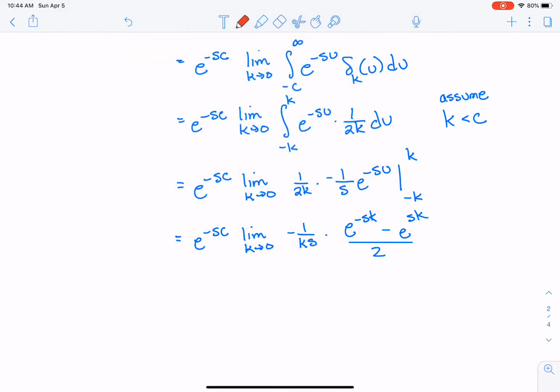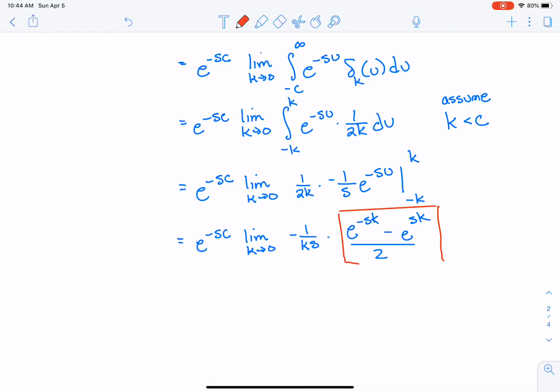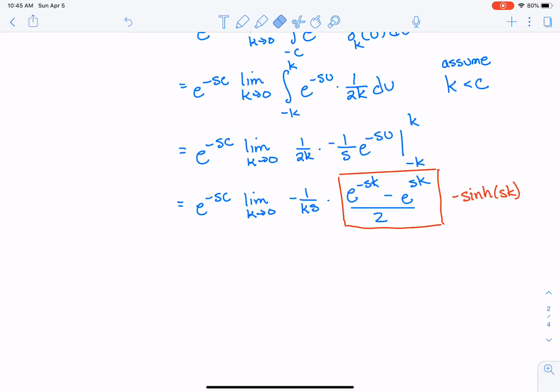And hopefully what you notice is that what's inside this red box is going to be minus sinh of sk. You remember our definition of sinh, e to the sk minus e to the minus sk over 2. So this is minus that. Okay, so that's going to give me e to the minus sc times the limit as k goes to 0 of sinh of sk over, in this case, sk.